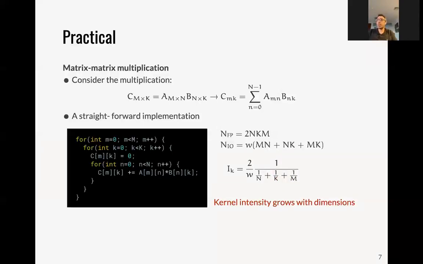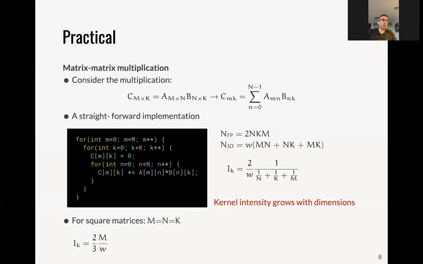And if we just take the simple case of square, equal-sized matrices everywhere, so we take the dimensions to be equal, then you will end up with a kernel intensity which is just proportional to the array size, so the array length, the number of columns or rows.